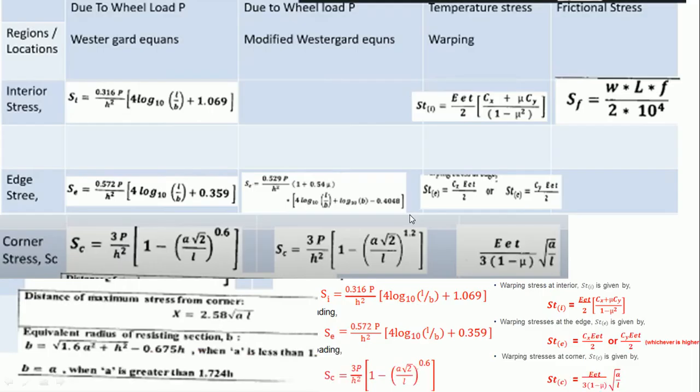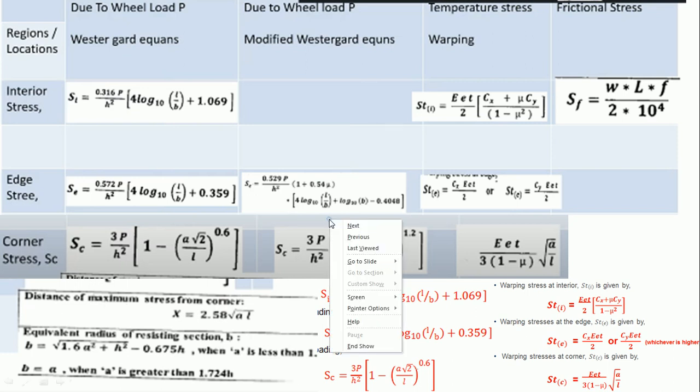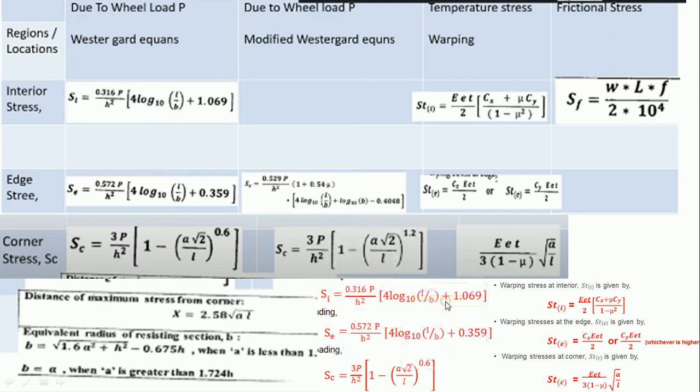You can observe that a table has been shown here with different formulas for different regions. You have to observe it carefully. It is a very important table, so you can easily understand and easily get the formulas. How many types of stresses are there? There is wheel load stress and temperature stresses. In temperature stress, there is warping stress and frictional stress.